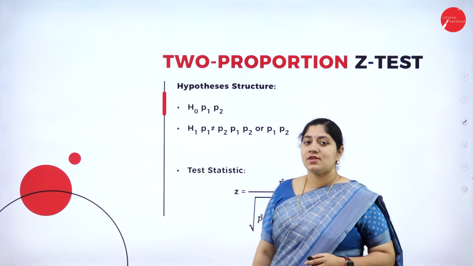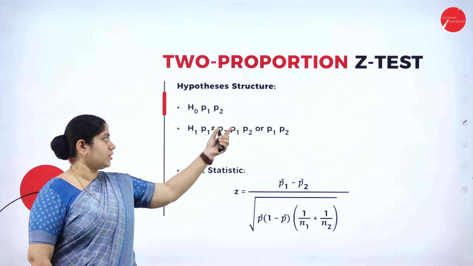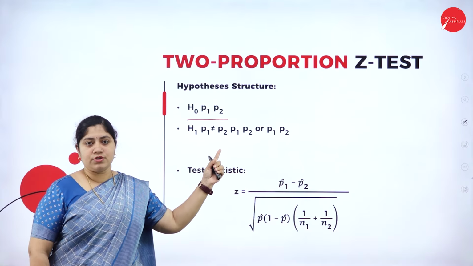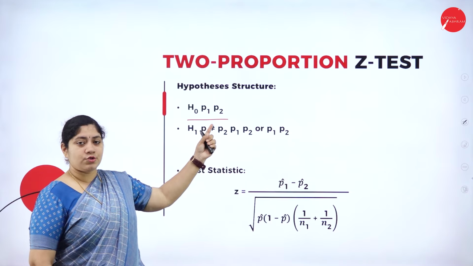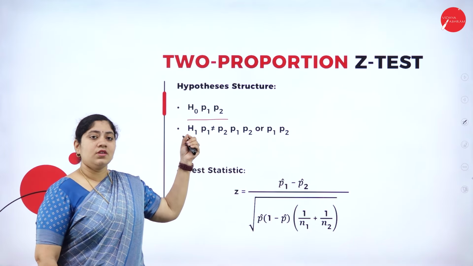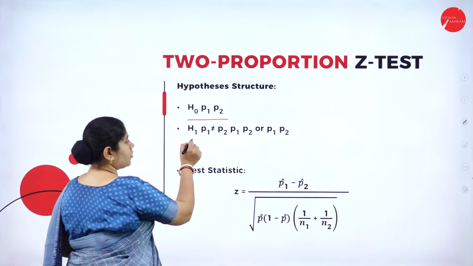Up next is the two proportion test. Here we can see the hypothesis structure where we will have H0: P1 equals P2. Why P1 and P2? Because we are dealing with more than one sample, right? So we need the proportion constant. Up next, let's see what that is.